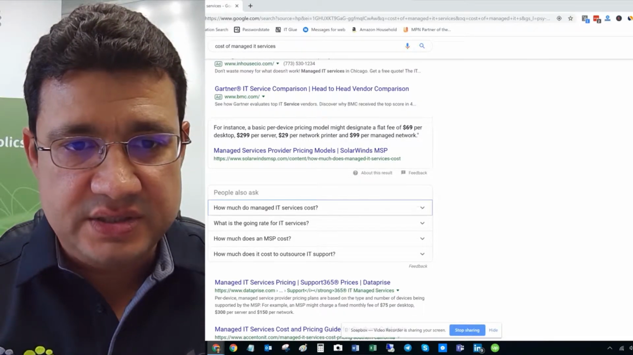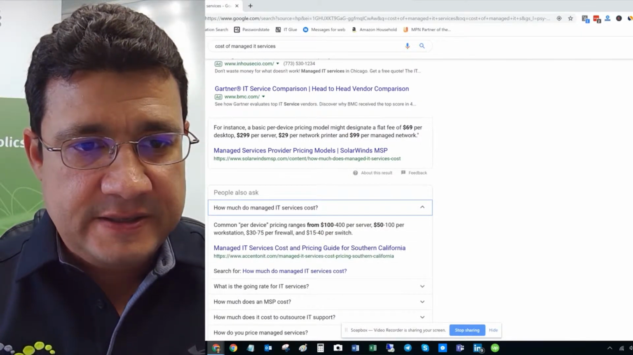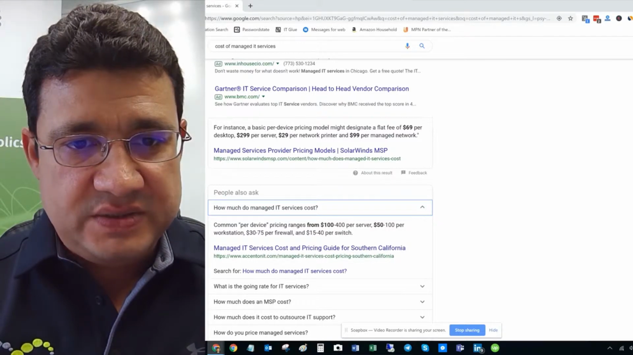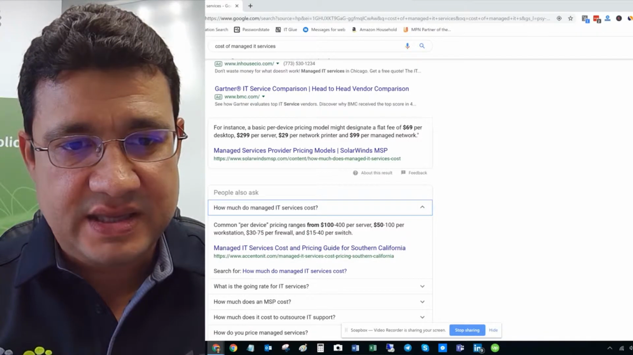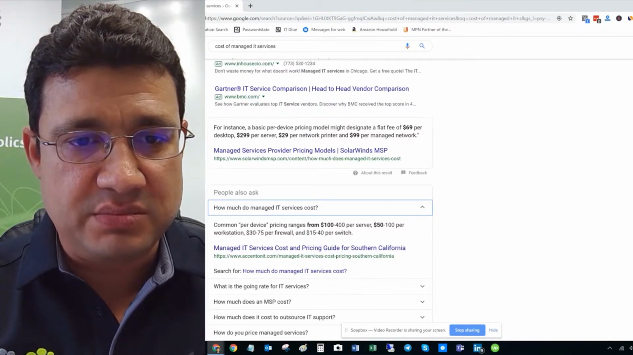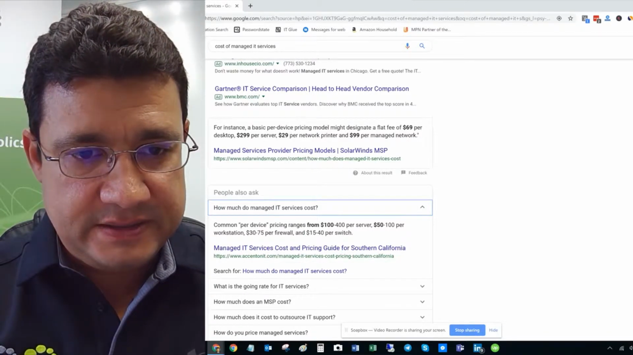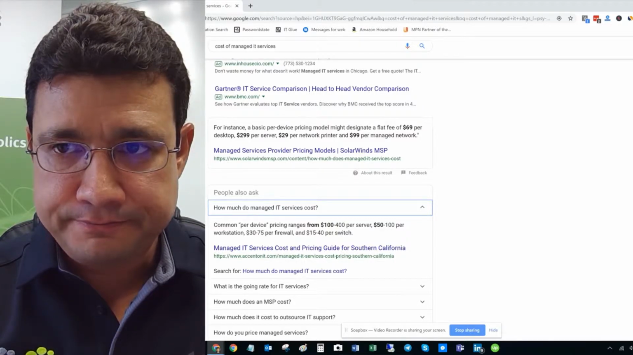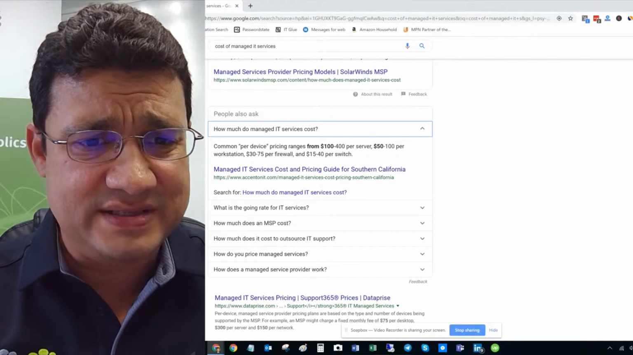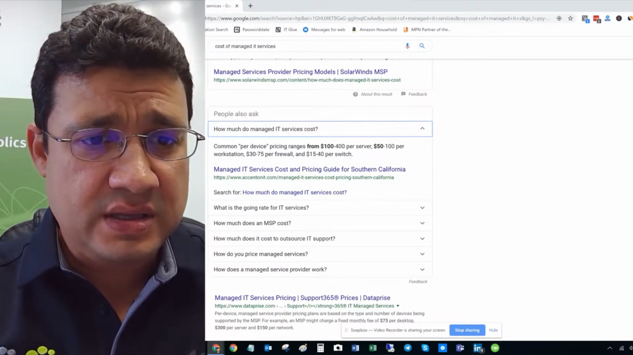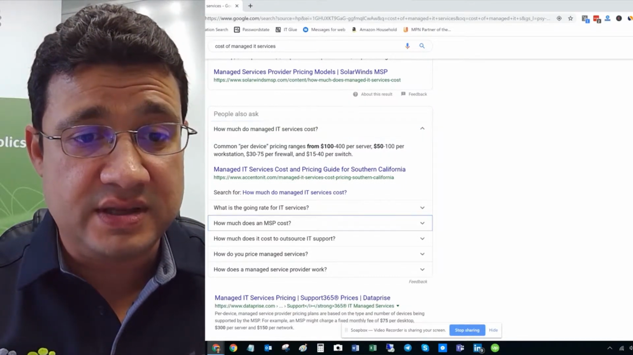How much do managed IT services cost? These guys are per device as well. They also have ranges. Again, if you add things up, it will probably be similar. Let's take a look at something else. IT service is not really a comparable term. How much does MSP cost? Okay, that makes sense.